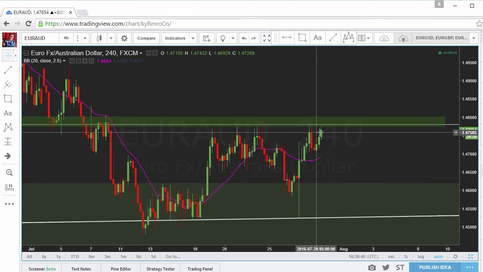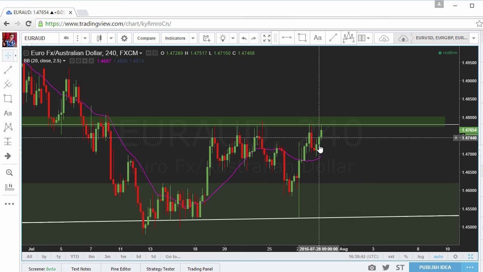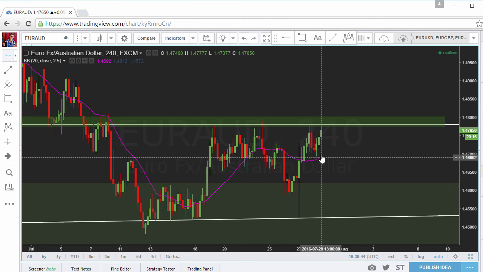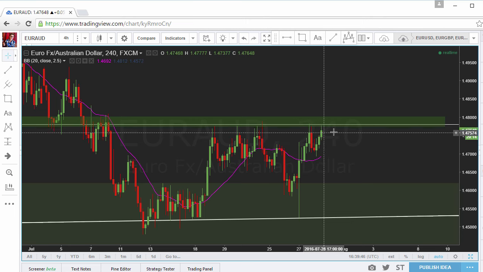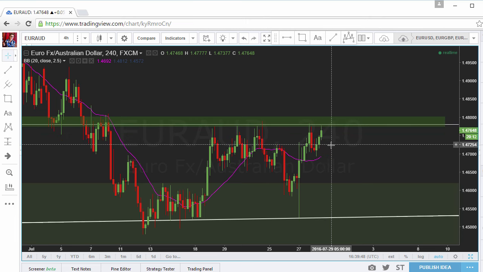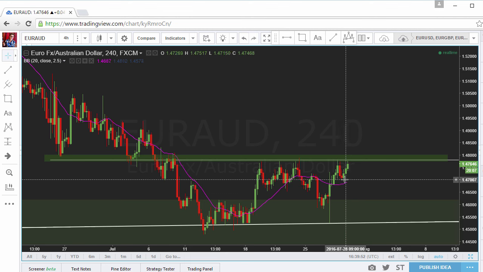You can see after the last attempt, price did not make it below the 20 SMA, and it came back very quickly again into this area, which could mean that there are more buyers now who are looking to buy into this pair.